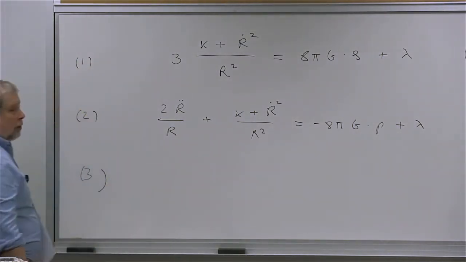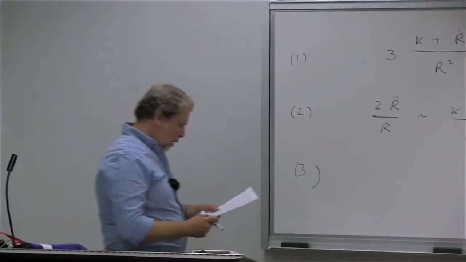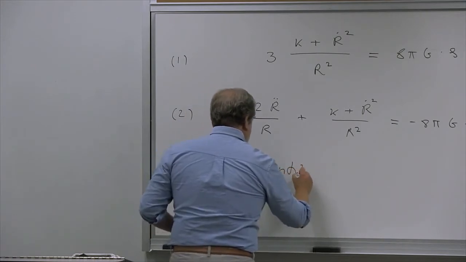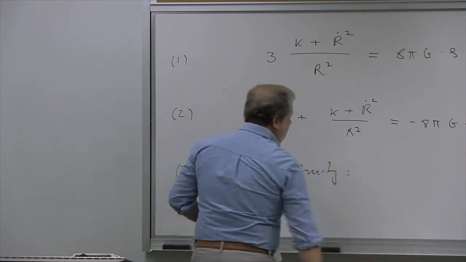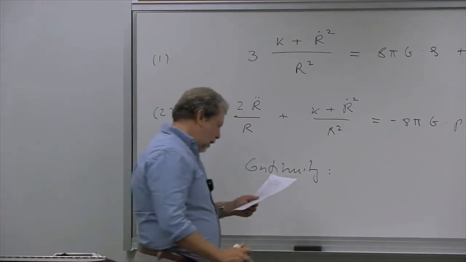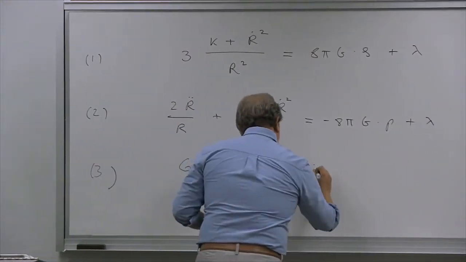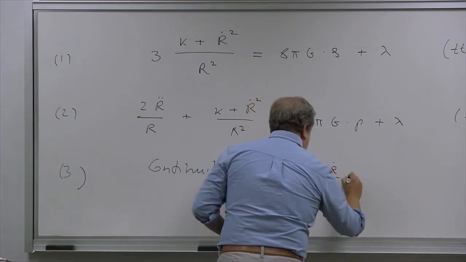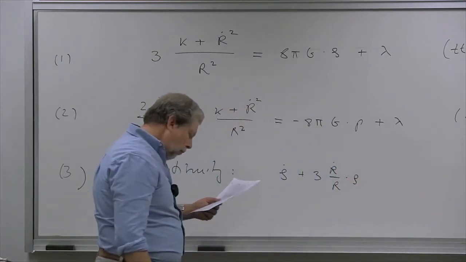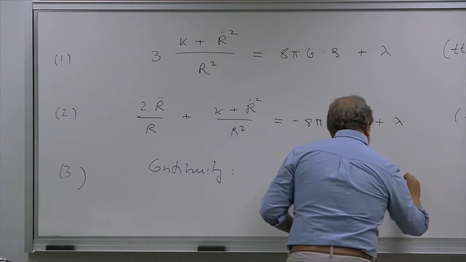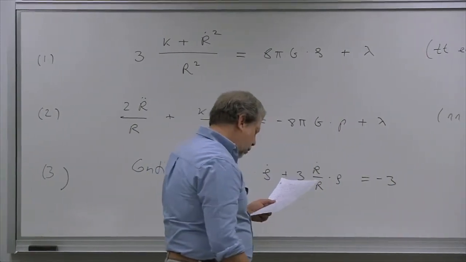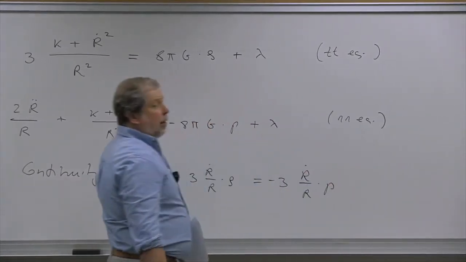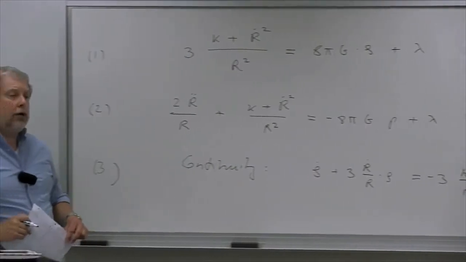And equation number 3 is going to be energy conservation, the continuity equation. The continuity equation in this case gives that ρ̇ plus 3 ṙ over r times ρ is equal to minus 3 ṙ over r times p. This is the energy conservation equation.